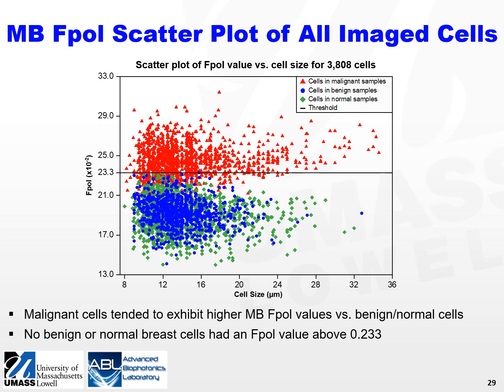Cells in malignant samples are represented by red triangles, cells in benign samples as blue circles, and cells in normal samples as green diamonds. We can see that malignant cells tended to exhibit higher methylene blue fluorescence polarization values versus the benign or normal cells. It should be noted that no cell in a benign or normal sample had a fluorescence polarization value above 0.233.